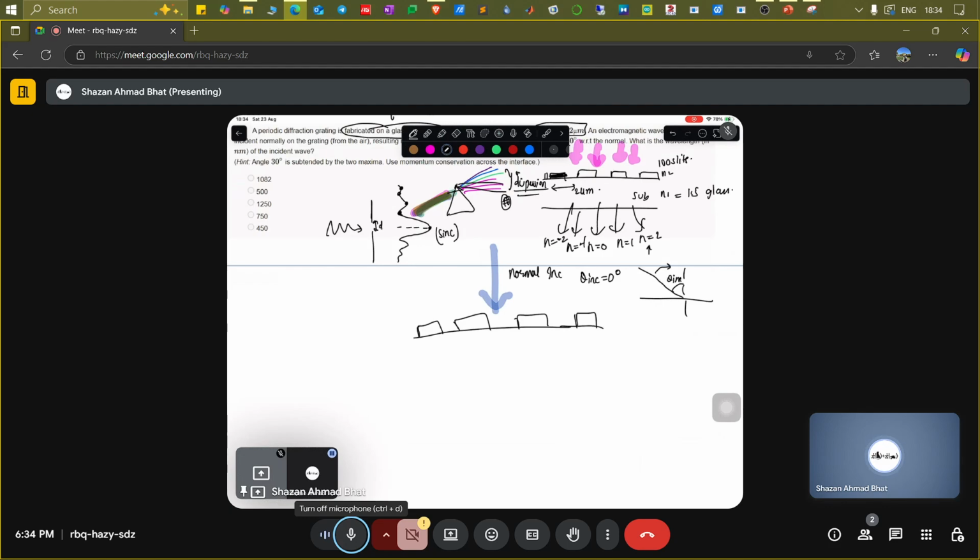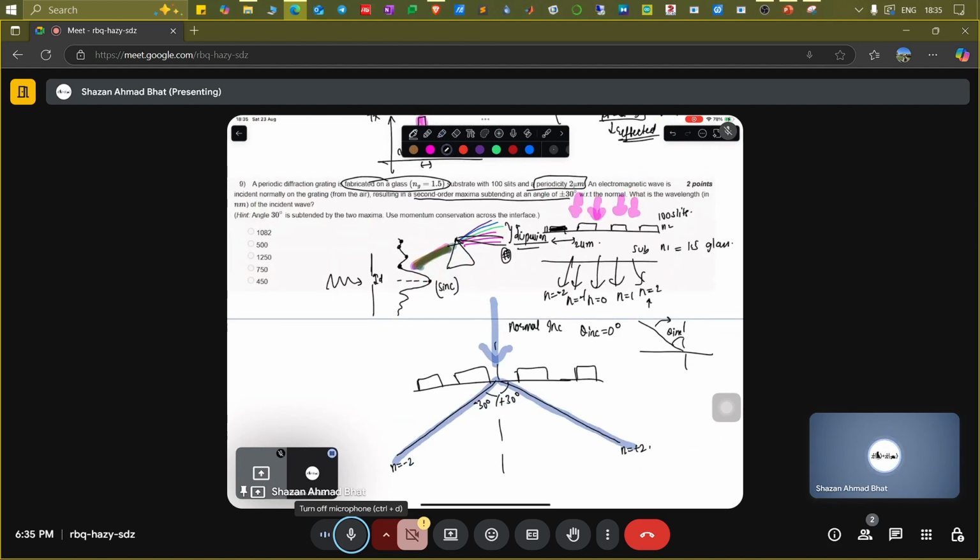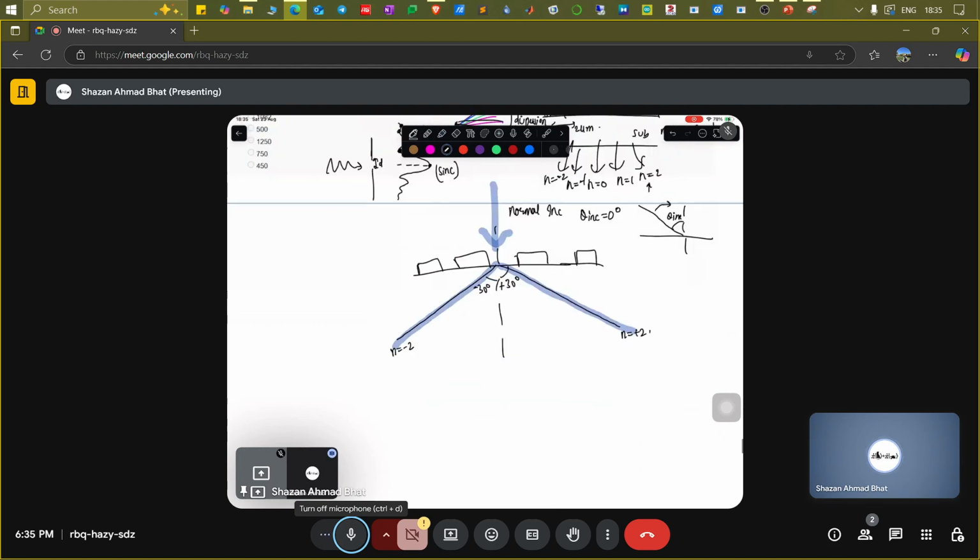So it's saying that this is making an angle of around plus minus 30 degrees, because there will be one going here and one going here. So he's saying that it's making an angle of minus 30 degrees and plus 30 degrees with respect to the normal. n equals minus 2, n equals plus 2. So this is the scenario. The second order maxima are subtending an angle. What is the wavelength of the incident wave? So we need to find the incident wave's wavelength. How can we do it? We can simply use d sine theta equals n lambda.